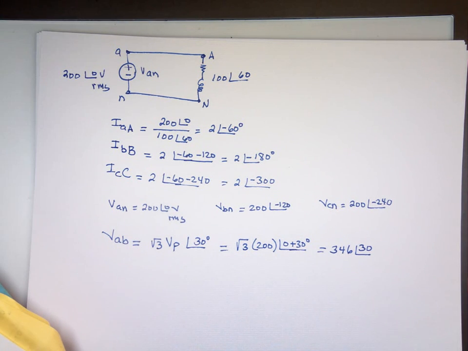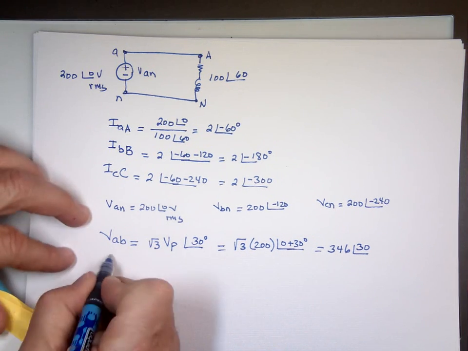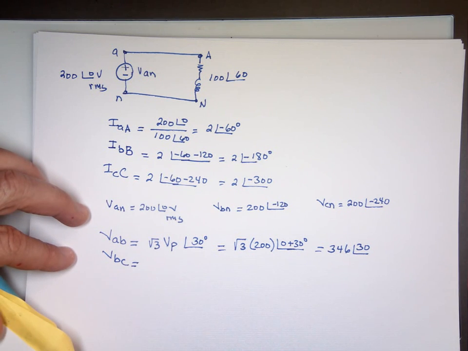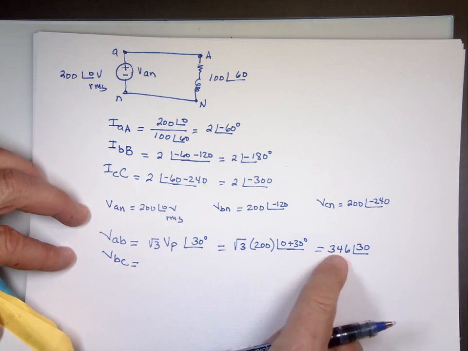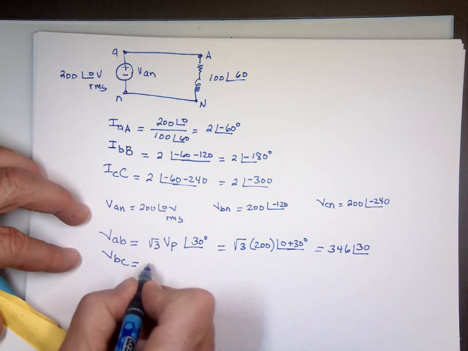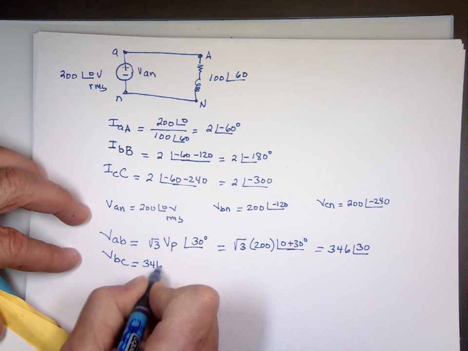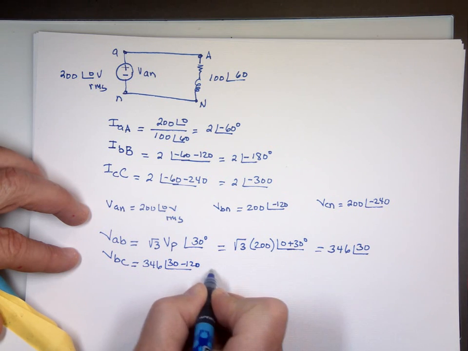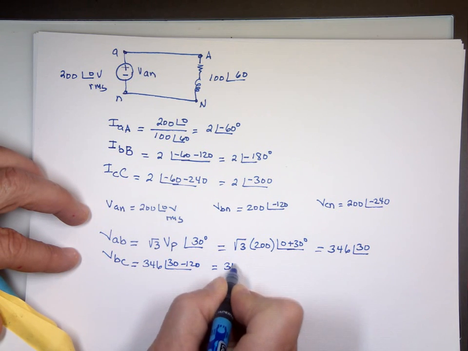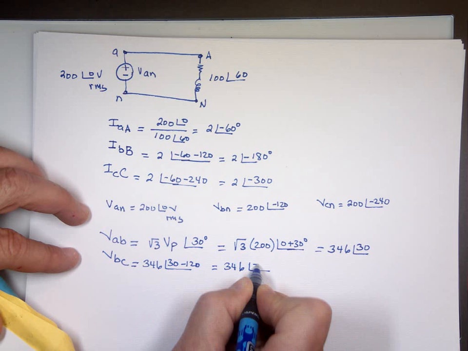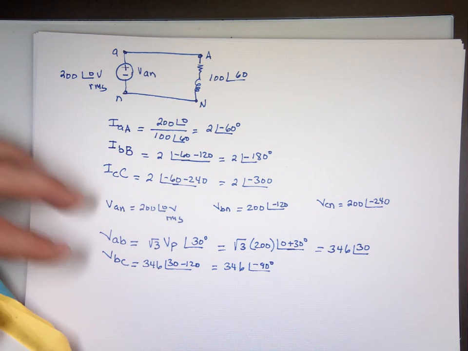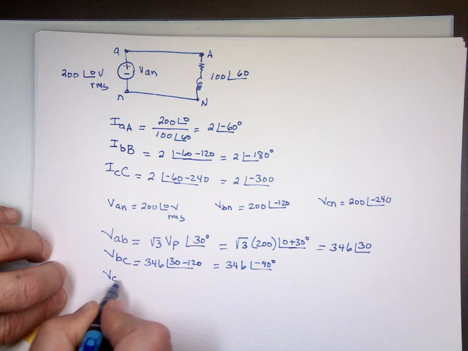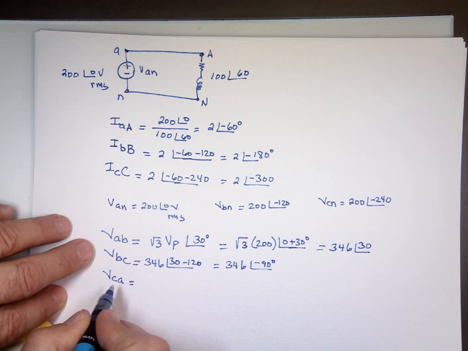I know now what VBC is. It's going to be the same number, subtract 120 from it. I can tell you what VCA is. It's the same number, subtract 240.